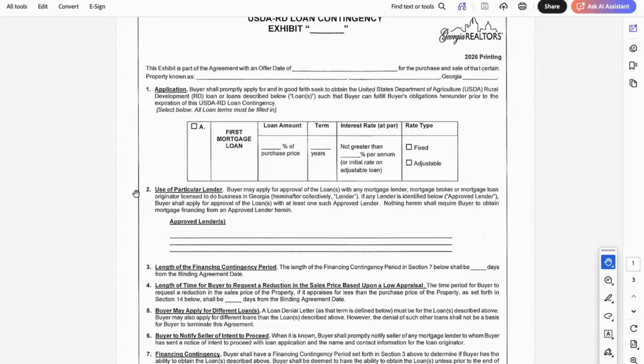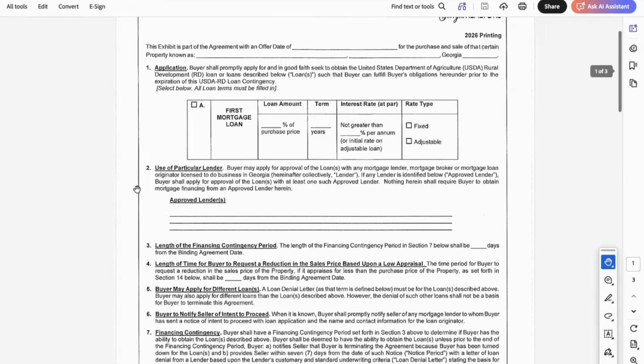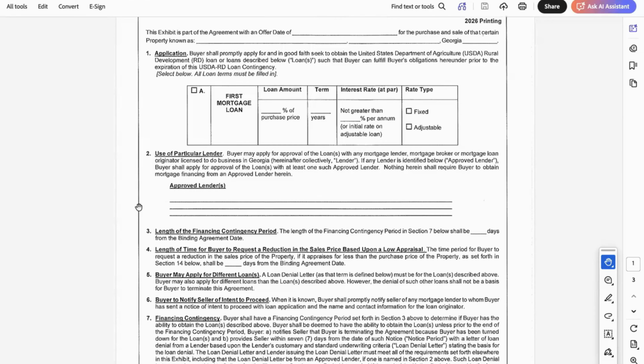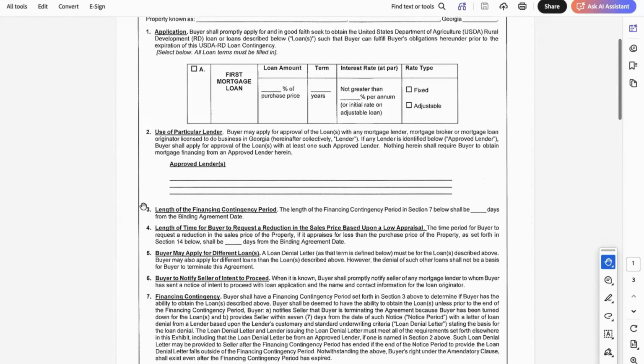Section 2, use of particular lender. This says buyer may apply with any licensed Georgia lender. If an approved lender is listed, buyer must apply with at least one of them, but buyer is not required to close with that lender.